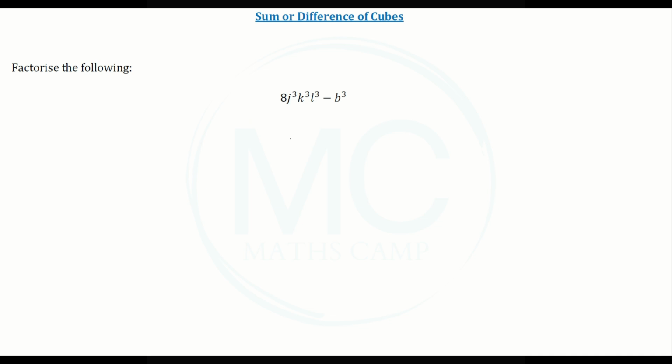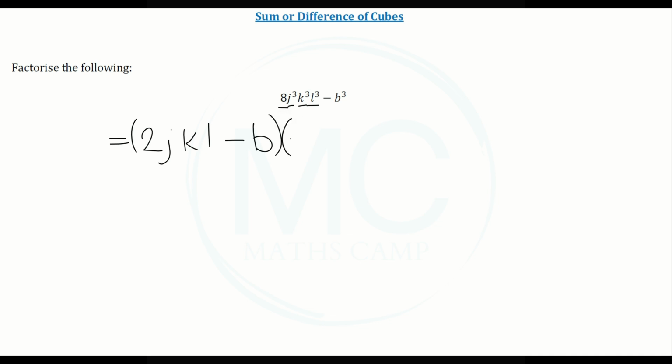8j cubed k cubed l cubed minus b cubed. And students look at this and ask, well, what do we do with the cubes? The same thing we have done in all of our previous examples. Let's start with opening our first bracket. The cube root of 8 is 2. The cube root of j cubed is j. The cube root of k cubed is k. And the cube root of l cubed is l. We have a minus sign. Cube root of b cubed is simply b. Close our first bracket.